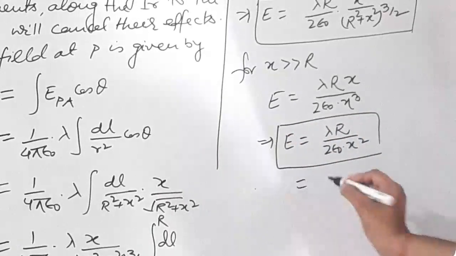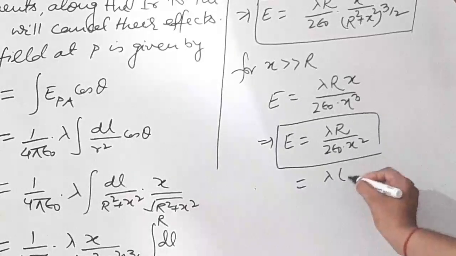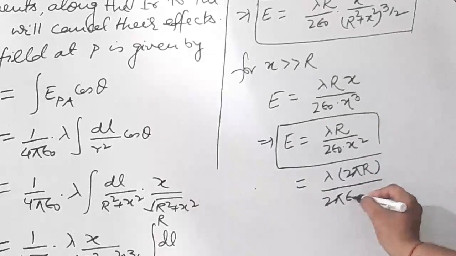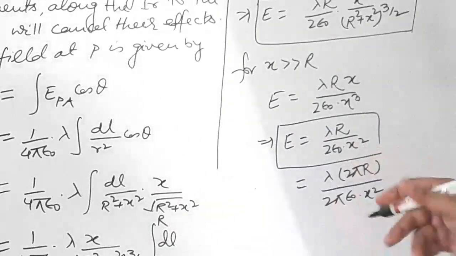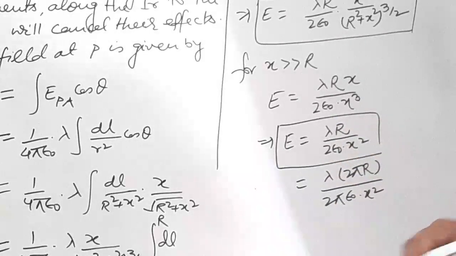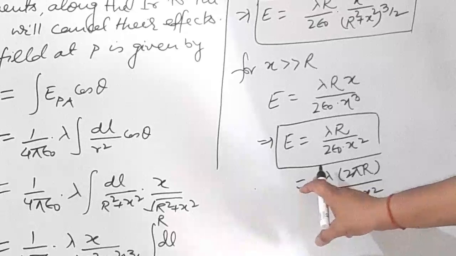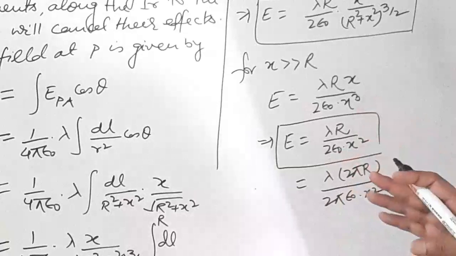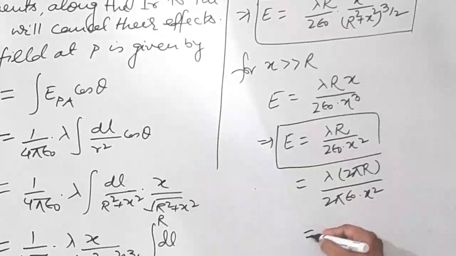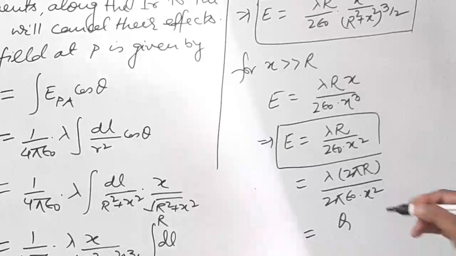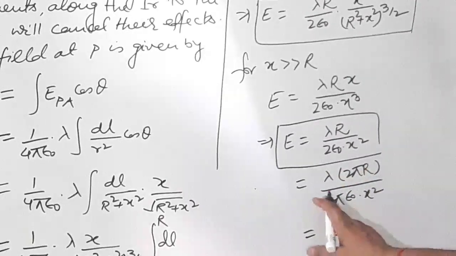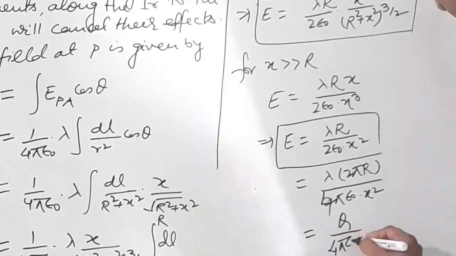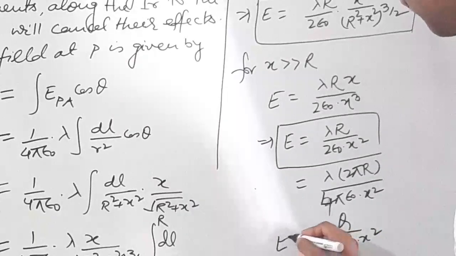It can also be written as lambda into 2 pi r divided by 2 pi epsilon naught x squared. Means we have multiplied numerator and denominator both by 2 pi. You see lambda is charge per unit length and 2 pi r is the length of the ring. So lambda into 2 pi r is total charge on the ring, and you can write it q by, sorry, this is 2 pi r, so here it will be 4 pi. So q by 4 pi epsilon naught x squared, this will be the formula.